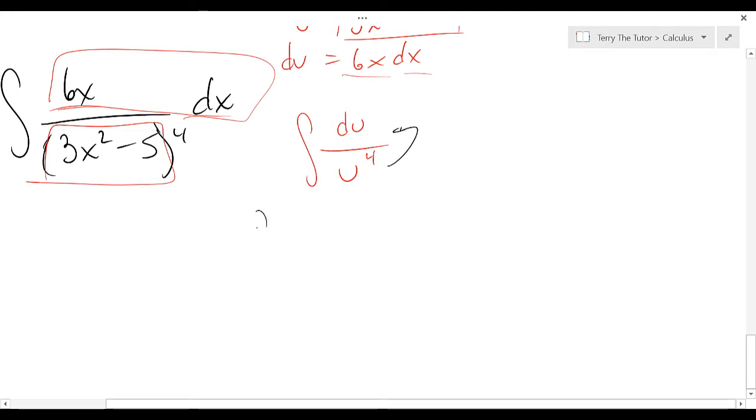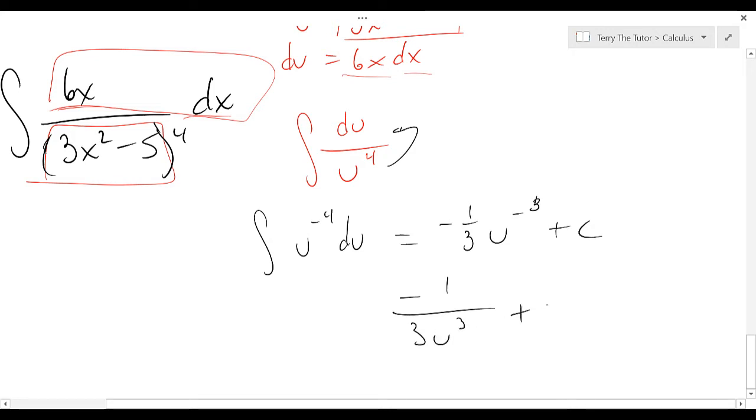So I wind up with the integral of u to the negative fourth du, and that's going to equal, I'm going to add 1, so that's negative 3, so I divide by negative 3, so I multiply by negative 1/3, u to the negative 3 plus c, and I finish it off by saying negative 1 over 3 u to the third plus c. Actually, we're not done yet.